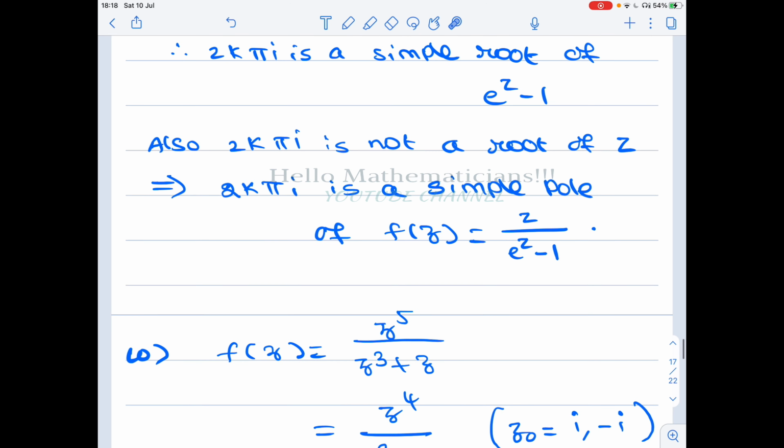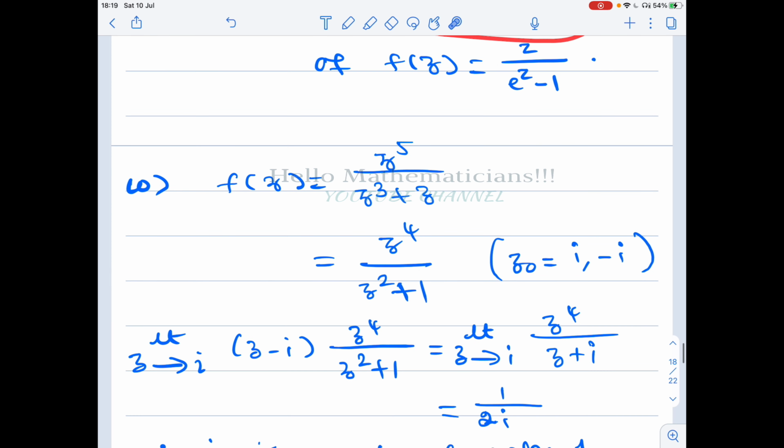So 2k pi i is not a root of the numerator, but 2k pi i is a simple root of the denominator. Therefore, it is a pole of order 1, or a simple pole.